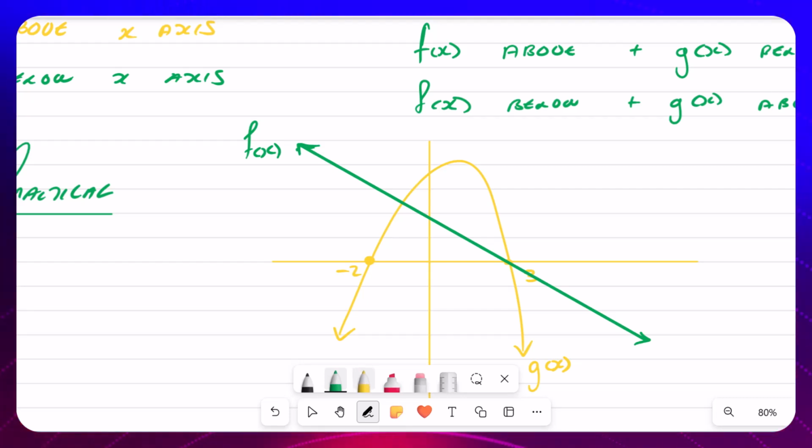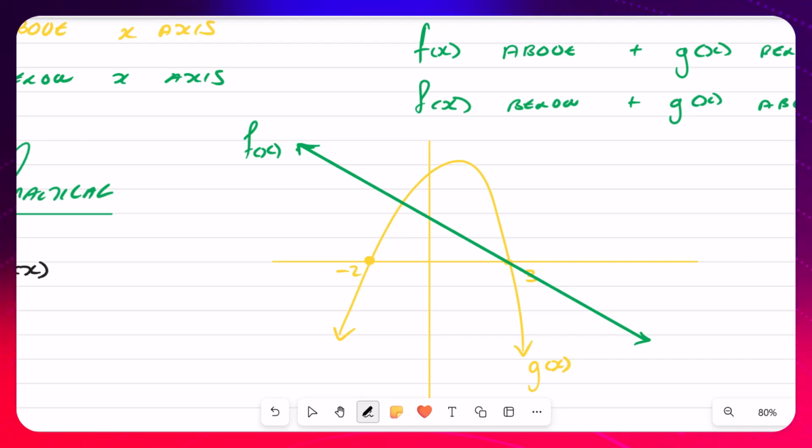From here, let's go on to say that we're going to look for where f of x divided by g of x is going to be less than 0. It's going to be less than 0. Please take it down, then we can go in.